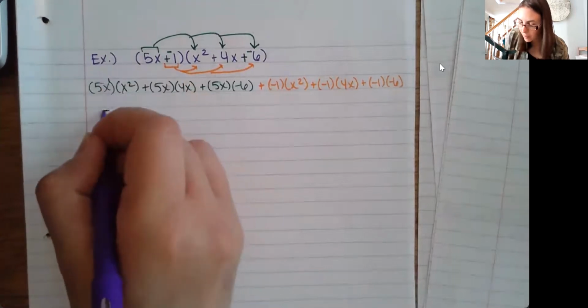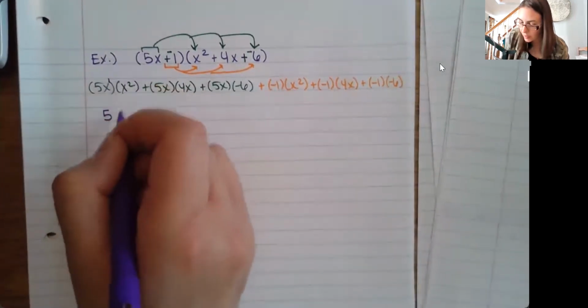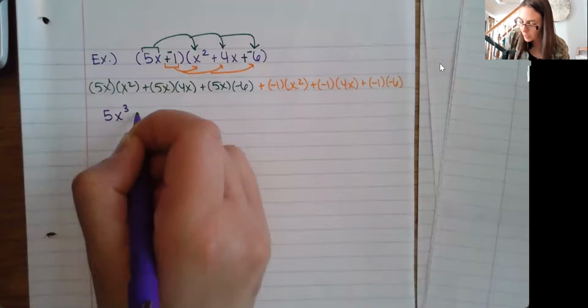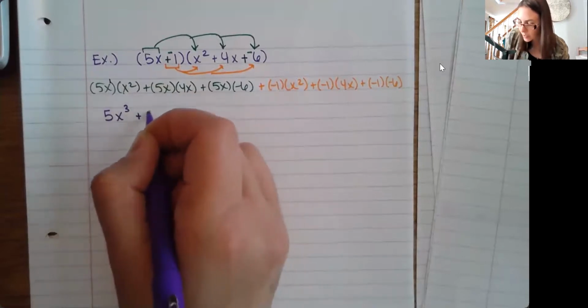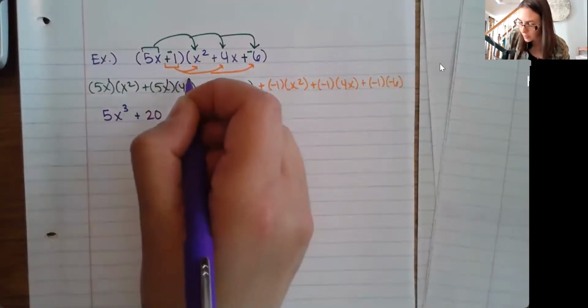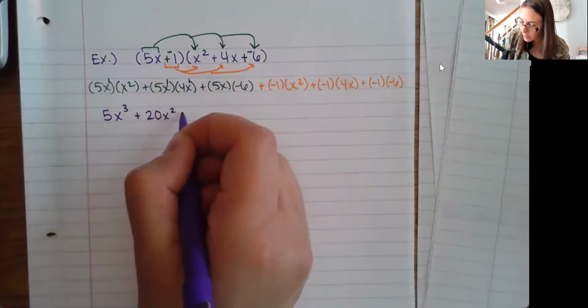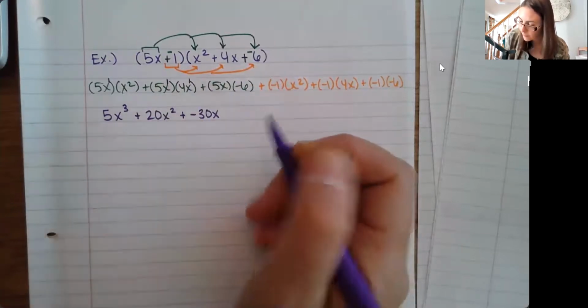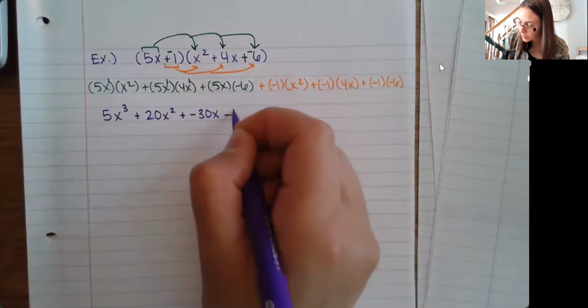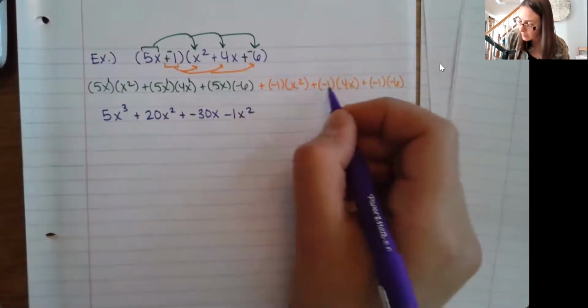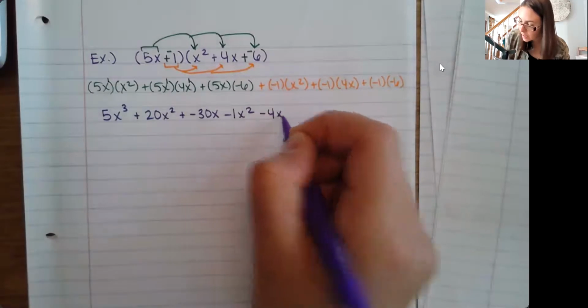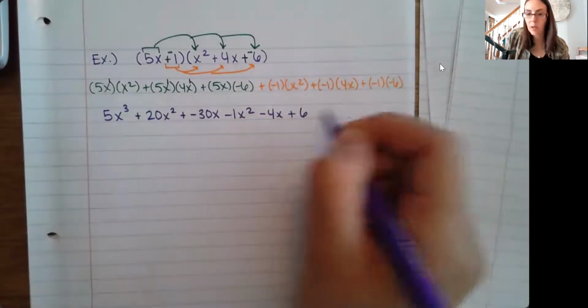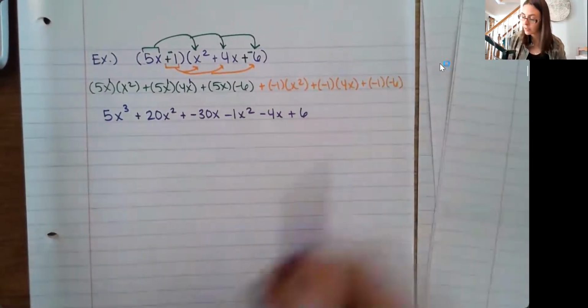Here I have 5, and then I have a 1 and a 2, so that gives me x to the third power. 5 times 4 is 20, and again I have x times x, so that's going to be x squared. 5 times negative 6 is negative 30x. Here I just have negative 1x squared. Here I have negative 4x. And then finally I have positive 6. Watch your signs. Negative times negative is a positive there.